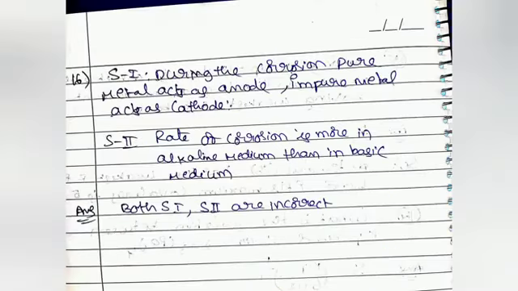Next question, statements type question. During the corrosion, pure metal acts as anode, impure metal acts as cathode is the statement 1. Statement 2, rate of corrosion is more in alkaline medium than in acidic medium. In fact, both the statements are not correct because impure metal acts as anode, whereas the rate of corrosion is more in fact in acidic medium.